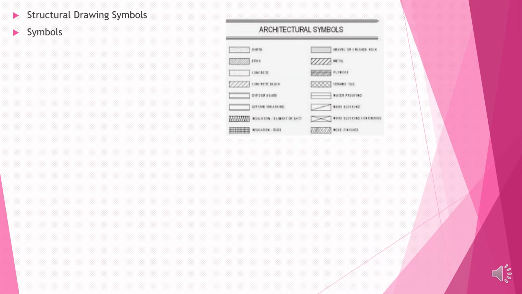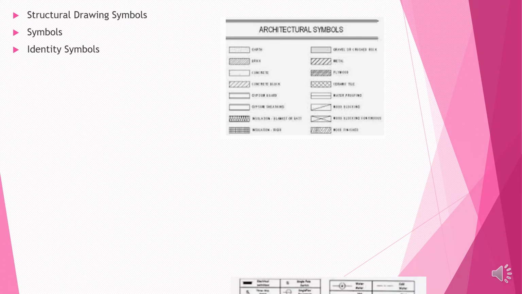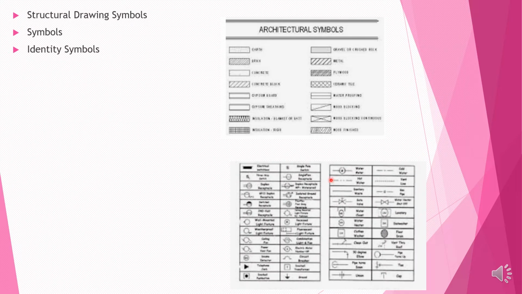Structural drawing symbols. In an architectural drawing, the symbols will be like this. We will have the road, concreting, brickwork, the materials and everything mentioned. This will be shown in the architectural symbols. Then identity symbols, which show the light fittings, the toiletry fittings and everything.